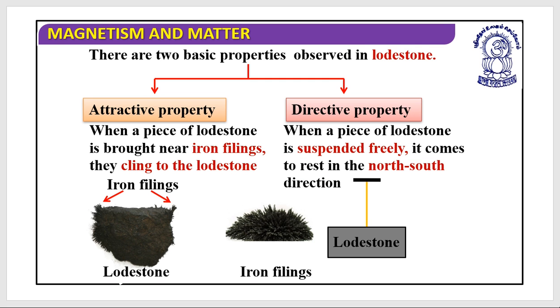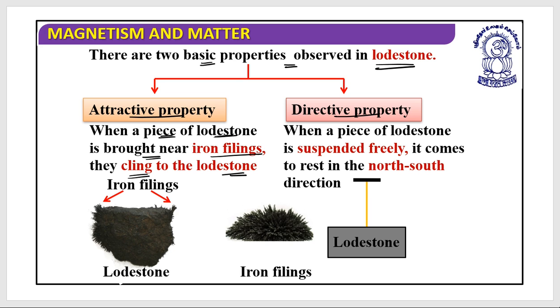So basically there are two basic properties that have been observed in the lodestone. One is the attractive property and another one is the directive property. Now the attractive property is, when a piece of lodestone is brought near iron filings, they cling to the lodestone. This you can see in this diagram. These are the iron filings that have clung to the lodestone.